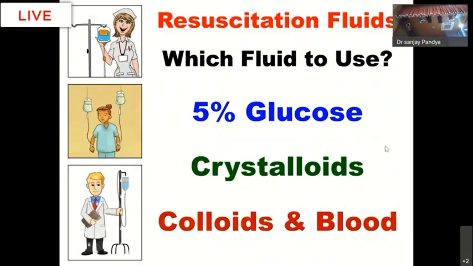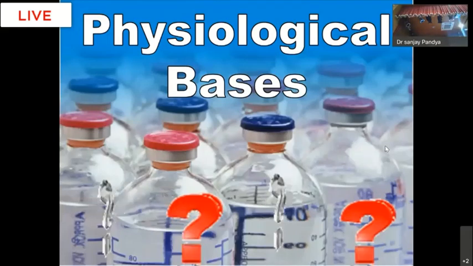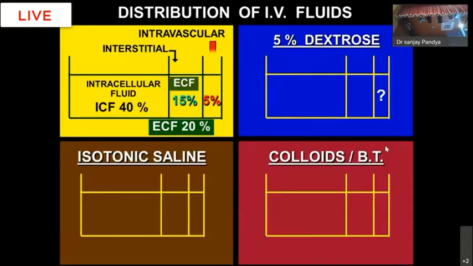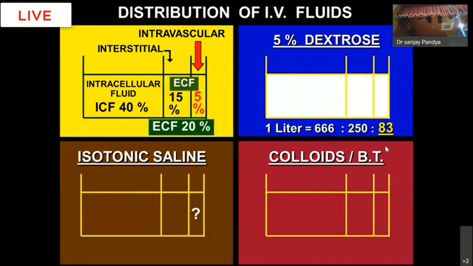Now, which fluid to use? 5% dextrose, crystalloid, or colloid? Okay, let us see the physiological basis. The fluid which expands the intravascular compartment is the fluid which is good for us. Okay, now suppose we give 5% dextrose, then what will be the expansion? Answer is that out of 1 liter only 83 ml will be expanded.